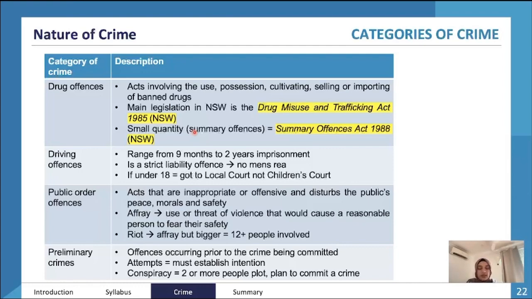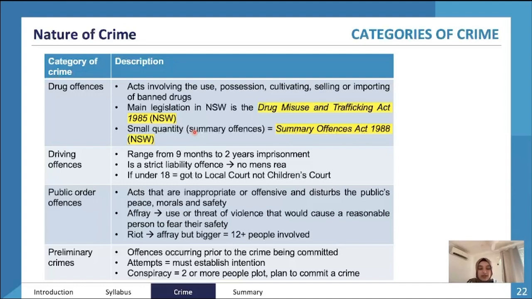Then we have public order offences, which are basically acts that are inappropriate or offensive, and the public peace is disturbed. That's the way I remembered it, public peace disturbed. So things like riots or affray are basically examples of that.